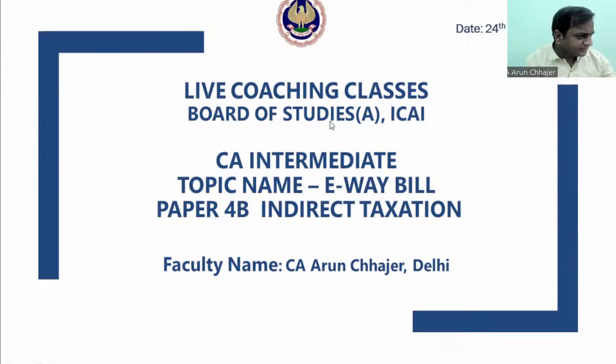Let me ask 10-15 small questions. There is one exception: one exempted item that still needs an E-way bill. One exempted item is being excluded from the relaxation. Which item is exempted, but still we need to generate the E-way bill? It is not being relaxed. Please tell me the name of that item which needs to be supported by an E-way bill.